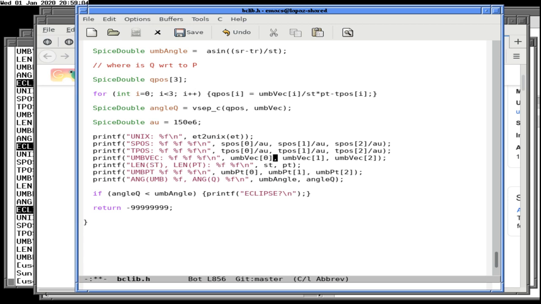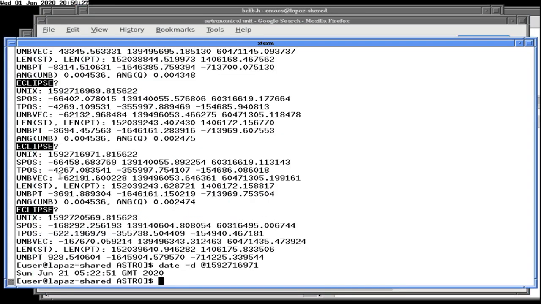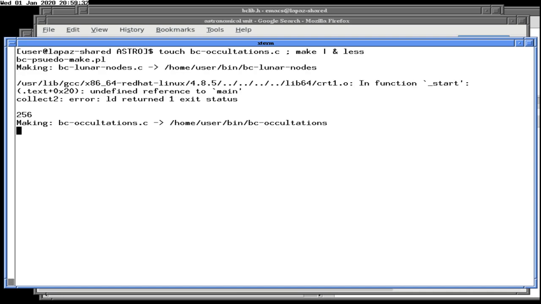Now the umbral vector, of course, is just a vector, so that size doesn't matter. Those are lengths, so we actually do need to put AUs over them. The angles we don't need to. The umbral point we do need to. I hope this scaling doesn't break anything. I mean, it's already broken, but it's kind of not broken. Okay.